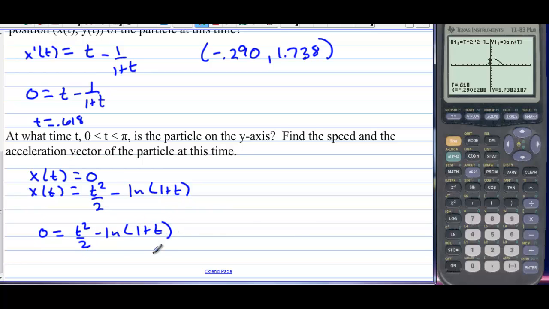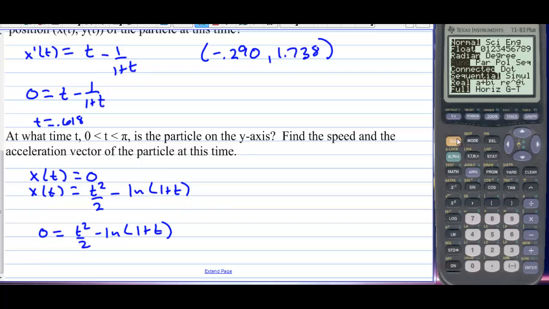Let's use our calculator to do that. We need to go back to function mode. We're kind of bouncing back and forth on this problem. We have y equals, and I need x squared divided by 2 minus the natural log of 1 plus t.